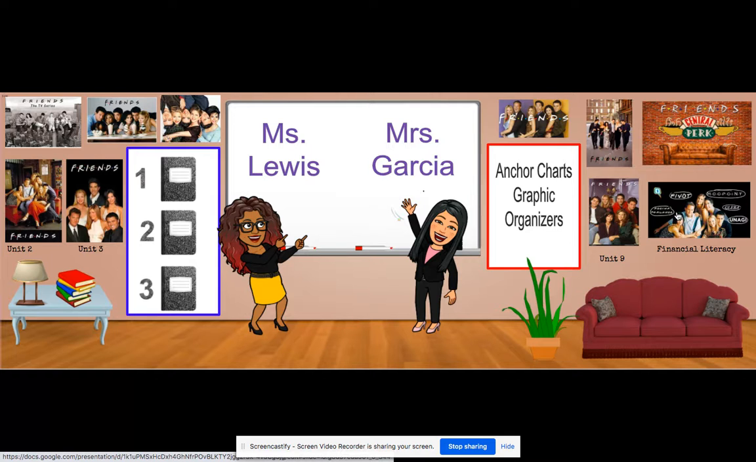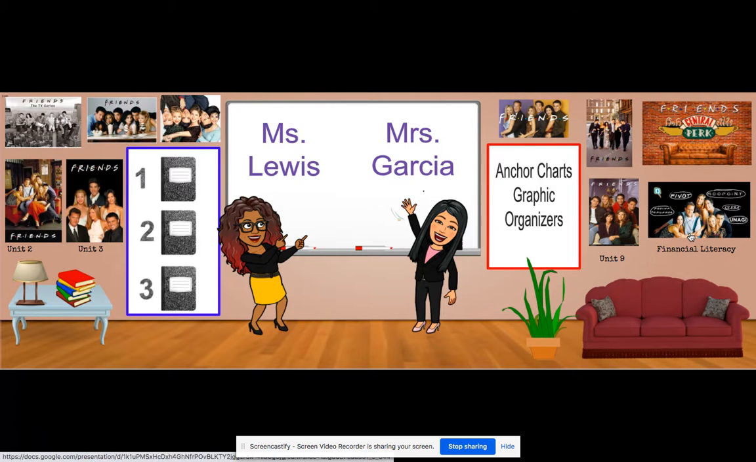So each poster is going to represent a word wall. And the word walls are information for you on our specific unit and vocabulary terms. Okay, so far we have down Unit 1 and Unit 2 and financial literacy. So if you click on any of the other posters, they're not linked yet. I will link them as we go throughout the year. So the ones that are linked again are 1 and 2 and financial literacy.